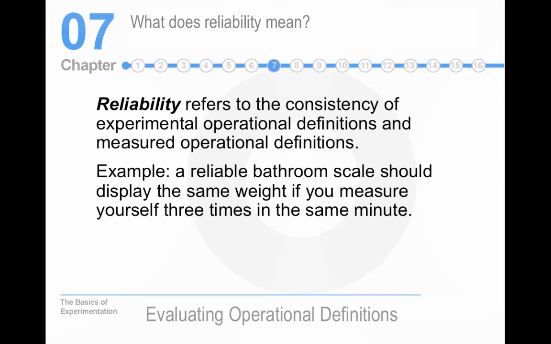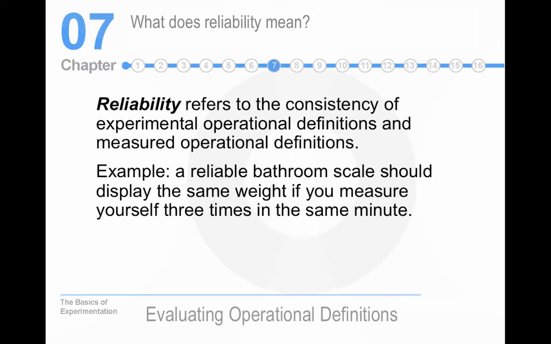Reliability is all about consistency. Okay, it's not about validity. It's not about truth. It's just about consistency. So if I go, well, they're using a bathroom scale. If I go to the recreation center and I get on a scale and it says I weigh 30 pounds, and then I step off and it says I weigh 30 pounds again, that's reliable.